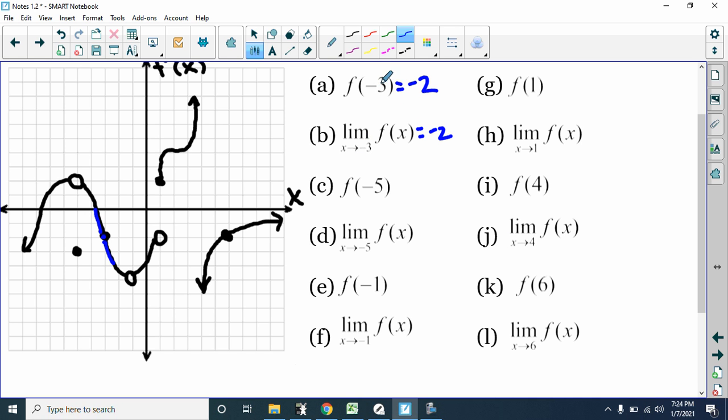It is possible that the function value and the limit are the same thing. And that happens at most points. Most points on the graph, the limit and the function are the same.